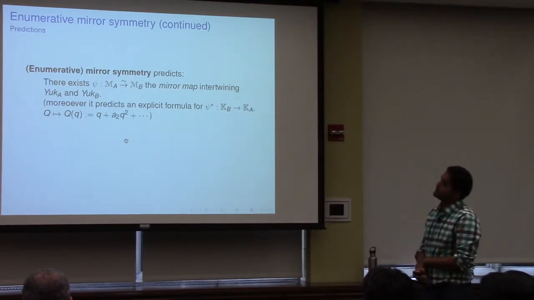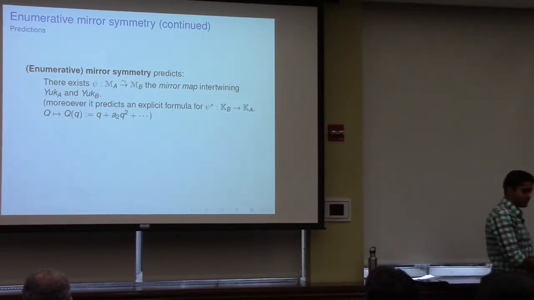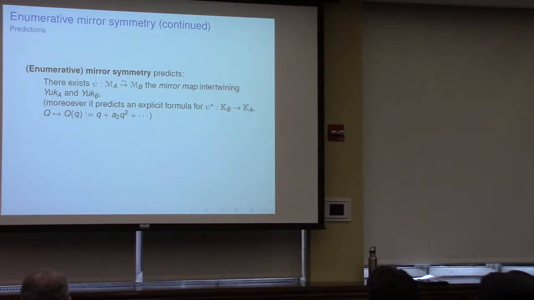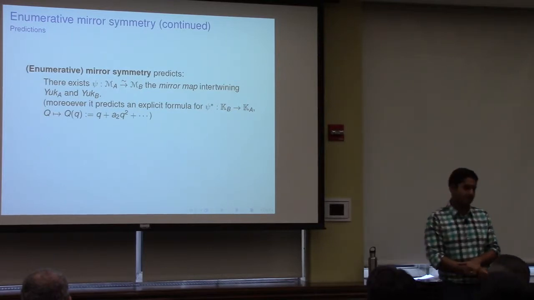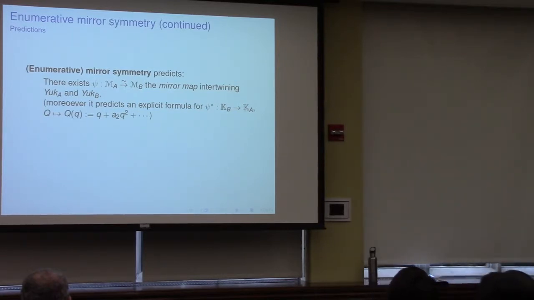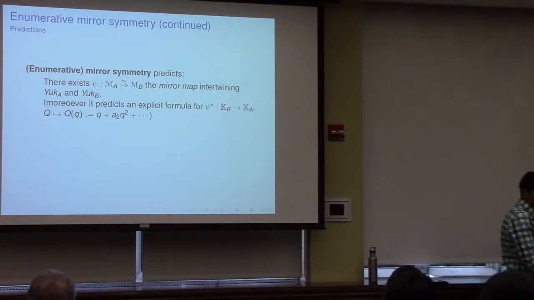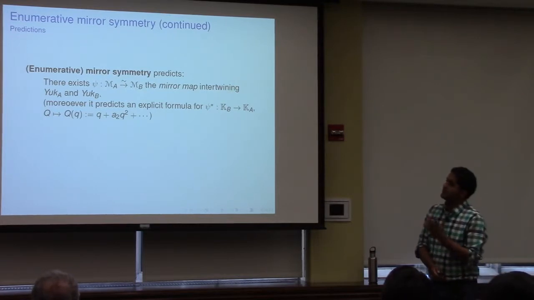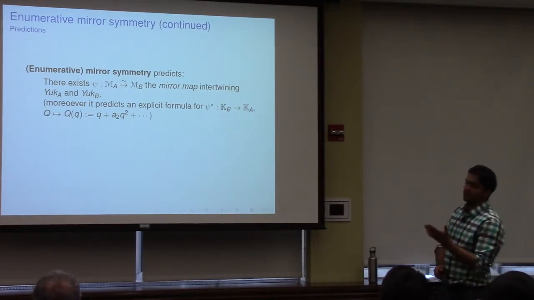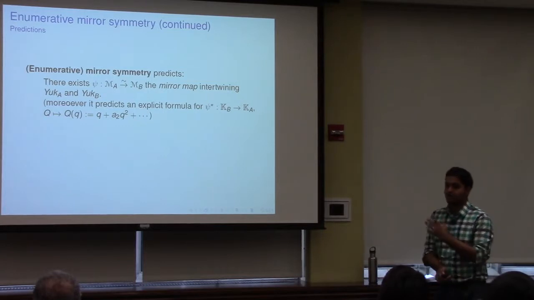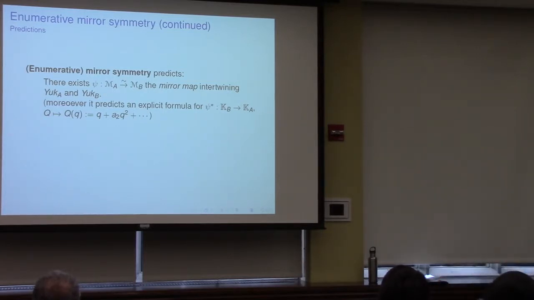Okay, so what does the enumerative mirror symmetry predict in this situation? The prediction is that there should be an isomorphism of punctured formal disks called the mirror map that intertwines the Yukawa couplings. Moreover, it's not just that there should be an abstract isomorphism, it predicts an explicit formula for this isomorphism. So in this case, we know this formula classically. Big Q is sent to little q plus some higher order terms, some transcendental series. I'm not going to get into what it is specifically.